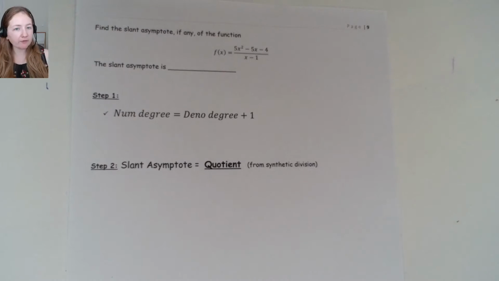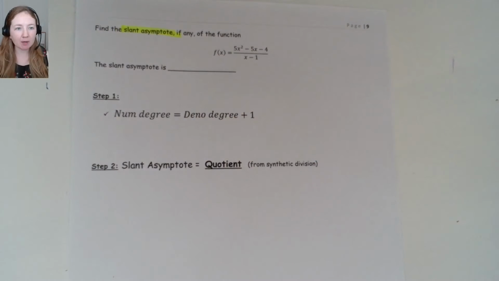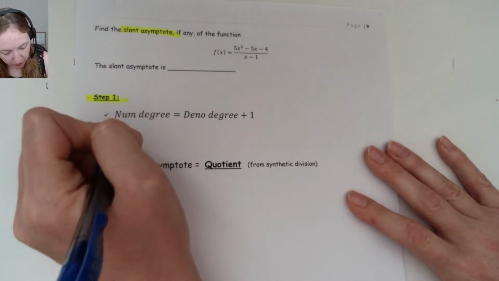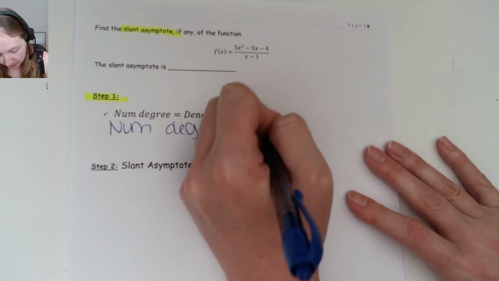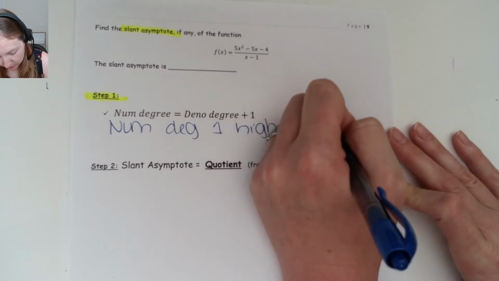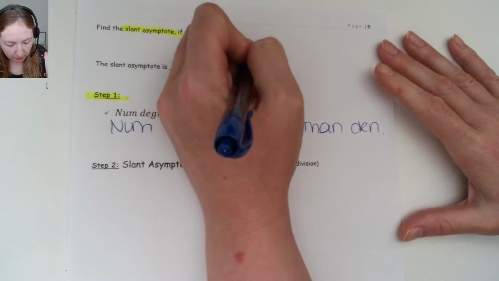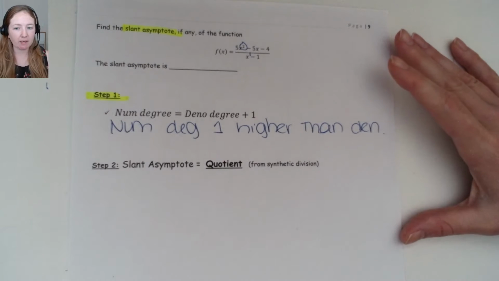Right, so here we're trying to find the slant asymptotes of this function. Again, keep in mind, you're not going to immediately jump into long division. You're first going to ask, is the numerator degree one higher than the denominator? And in this case, it is. I have an x squared versus an x to the first. So that tells me, yes, I will have a slant asymptote.